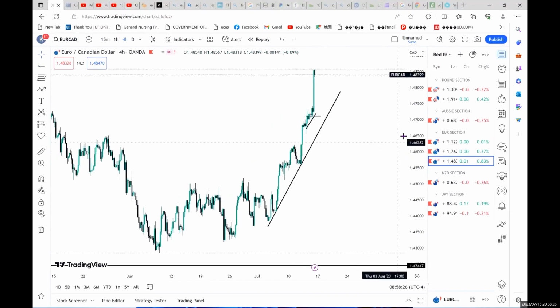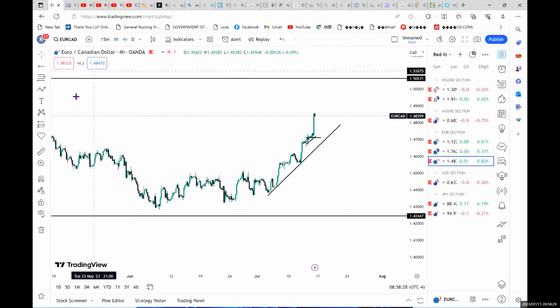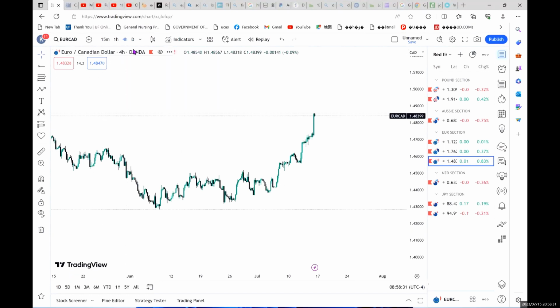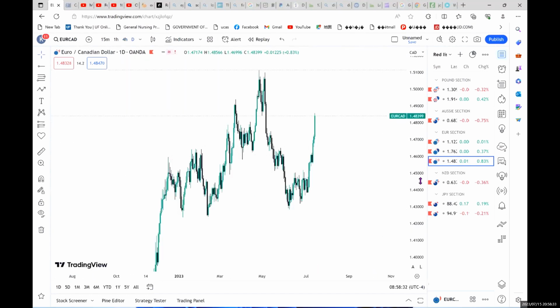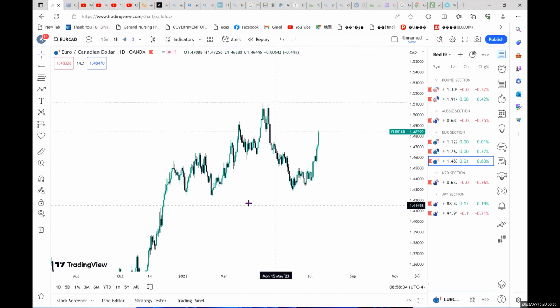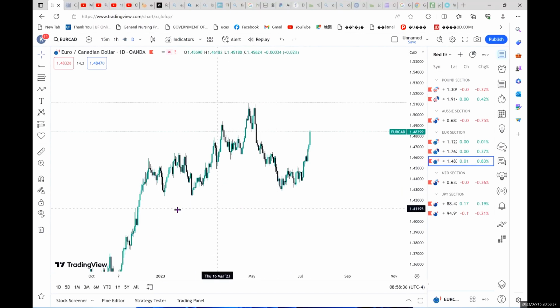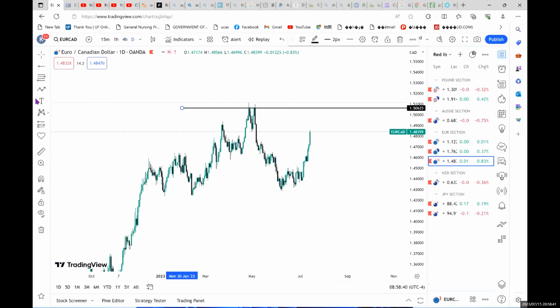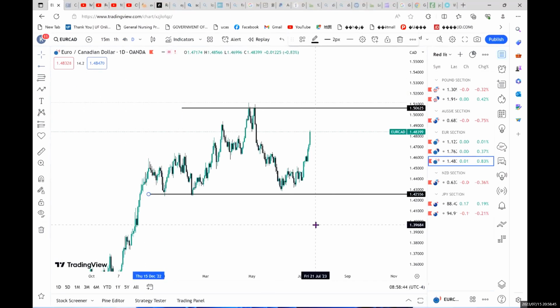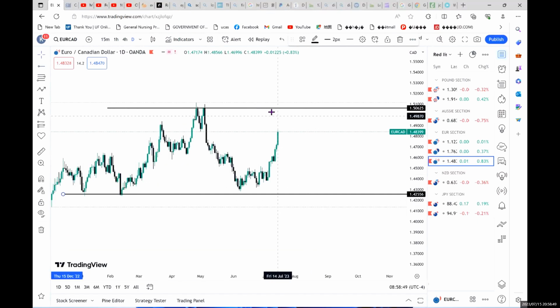Euro CAD. As you can see, Euro is really bullish on the daily time frame. Let's mark out our extreme high here, and then our extreme low there. You can see price is pushing up really hard, so there's a high chance price would come back up into this level here. So now we'll be looking for buys.